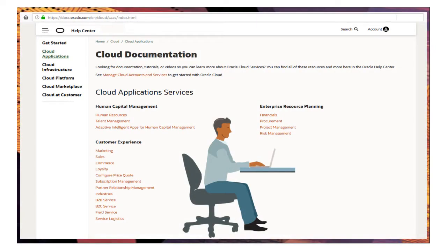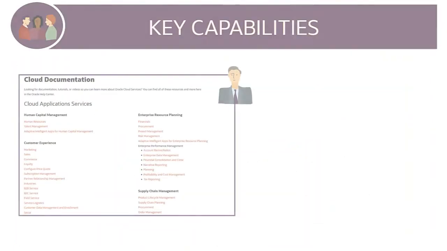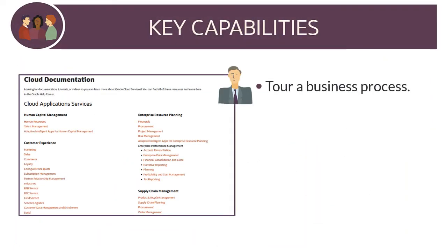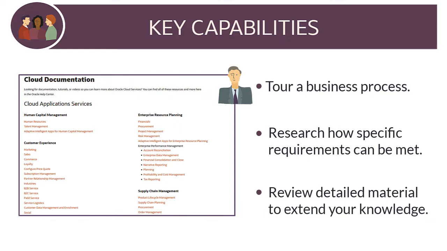The Cloud Applications Help Center provides video, documentation, and tutorial-based help for all cloud applications, giving you quick and functionally tailored access to the information that you need. It also identifies the new capabilities and enhancements in monthly updates so that you can stay current, and offers readiness training. On the Help Center, you can tour a business process to see what it includes, research how specific requirements can be met, and review detailed process material to extend your working knowledge.